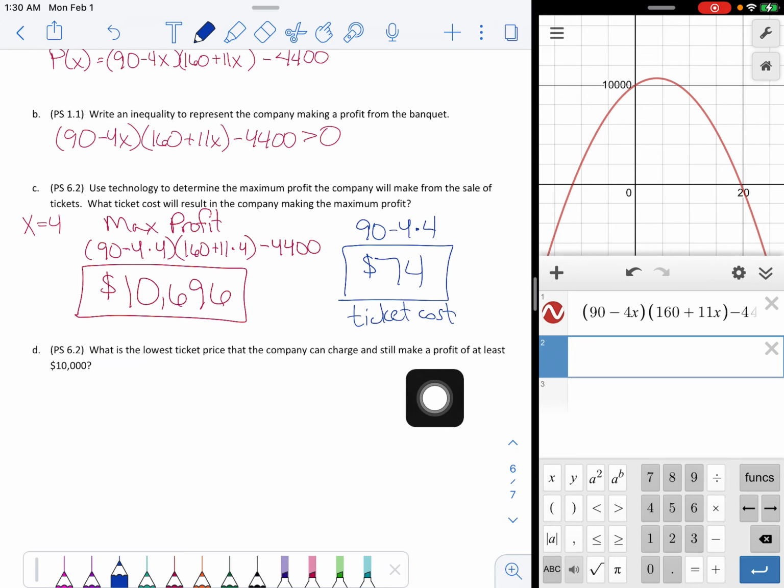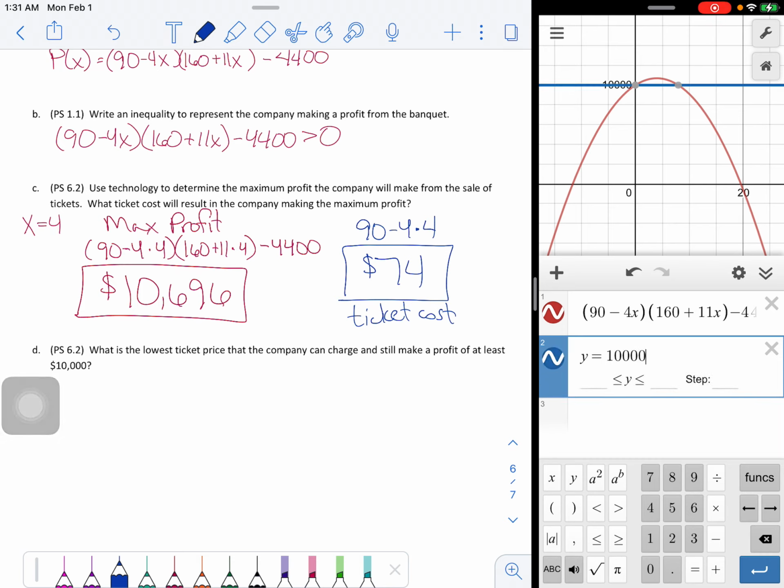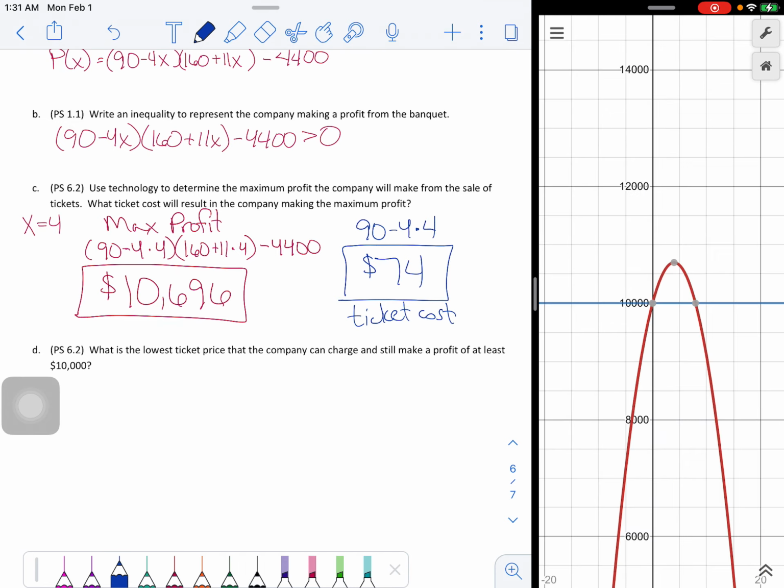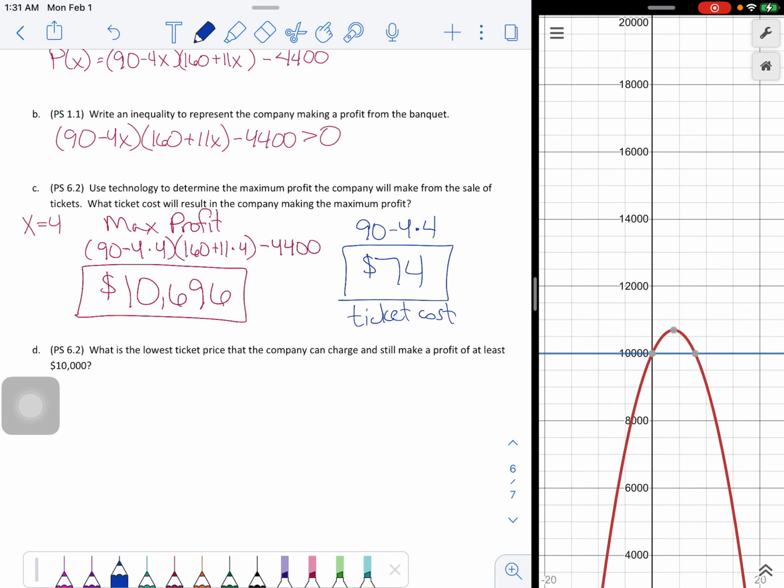What is the lowest ticket price the company can charge to still make a profit of at least 10,000? So I'm going to make a horizontal line, y equals 10,000. And on my graph, I want to zoom in on just that part. So right here. Now, obviously, 10,000 is the original profit, but that means we would have a ticket price of $90. So we're going to see what happens on the other side of the curve right over here.